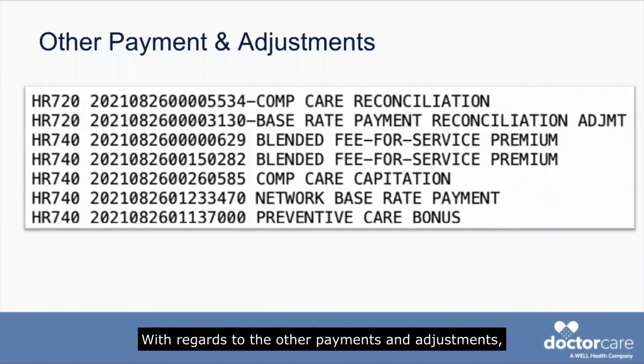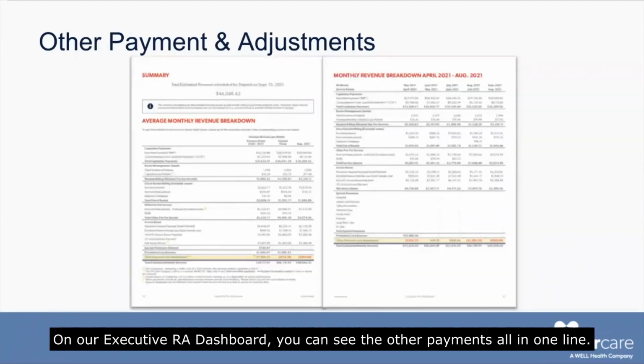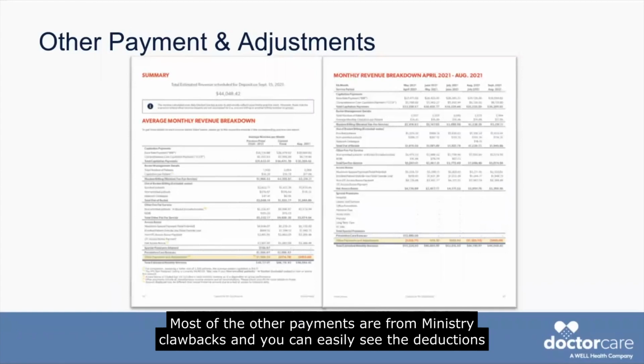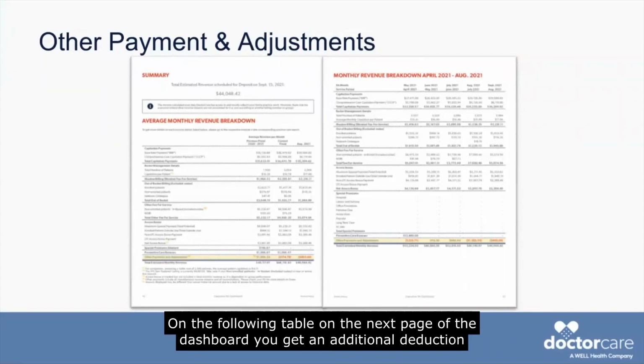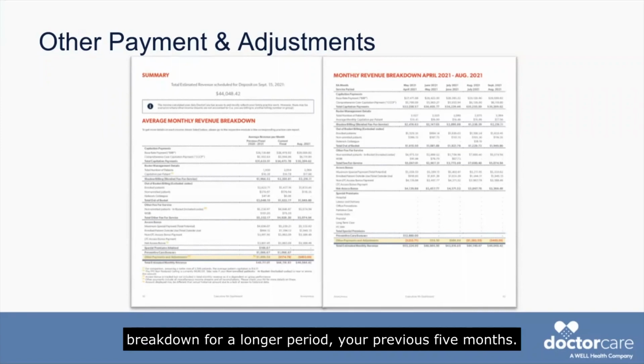With regards to the other payments and adjustments, you'll find it here in your RA summary. On our Executive RA dashboard, you can see the other payments all in one line. Most of the other payments are from ministry clawbacks, and you can easily see the deductions you are losing every month because of it. On the following table on the next page of the dashboard, you get an additional deduction breakdown for a longer period, your previous 5 months.